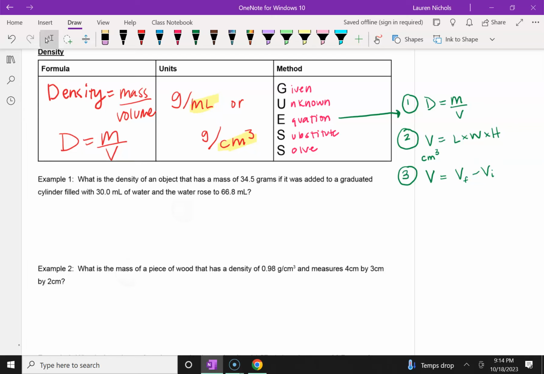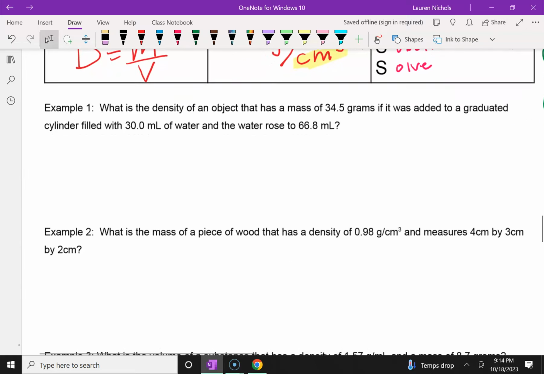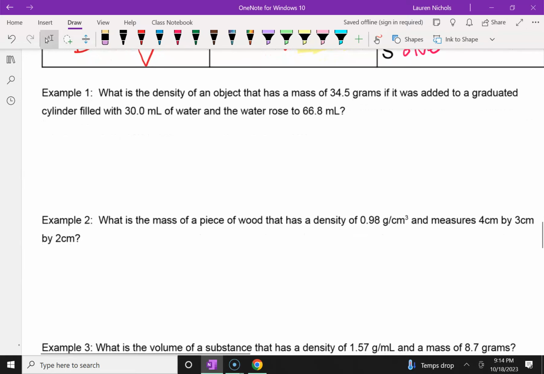So those are the 3 equations that we're really going to want to be thinking about to see if we need any of them. So when we look at example number 1, it says, what is the density of an object that has a mass of 34.5 grams if it was added to a graduated cylinder filled with 30 milliliters of water and the water rose to 66.8 milliliters? So the thing I want you to focus on is your units, the word that comes right after the number. That's going to be what really helps you decide what it is.